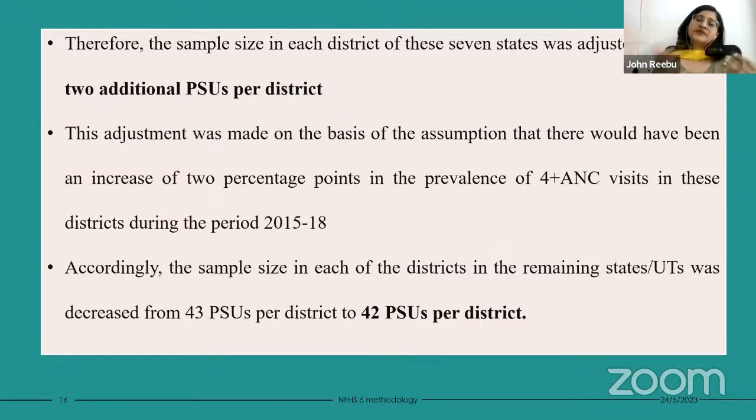That is, from the previous National Family Health Survey to the current National Family Health Survey, they have assumed that the prevalence or the percentage of 4 plus ANC visits would have increased. So that they have added 2 additional PSU. And the same assumption, because they thought that the relative standard error of more than 10% would have reduced from 260 districts to 17 districts, which is why, except for these 7 states, in all other states, they have included only 42 primary sampling units per district.